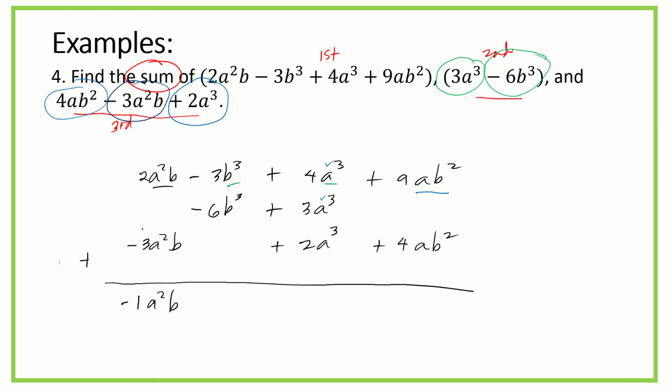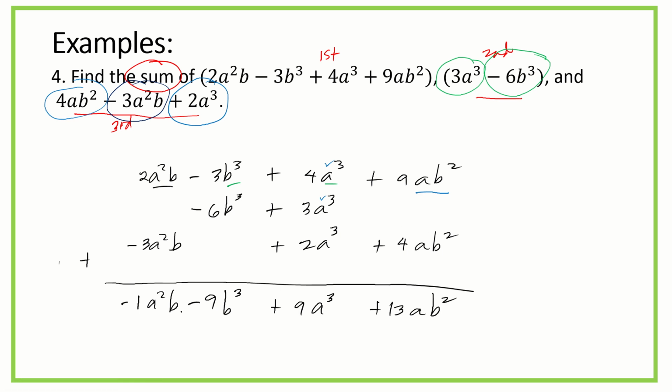Next, negative 3 plus negative 6 is negative 9. Then b cubed. Then here, 4 plus 3 is 7 plus 2 is 9. Then 9 plus 4 is 13. Then copy ab squared.